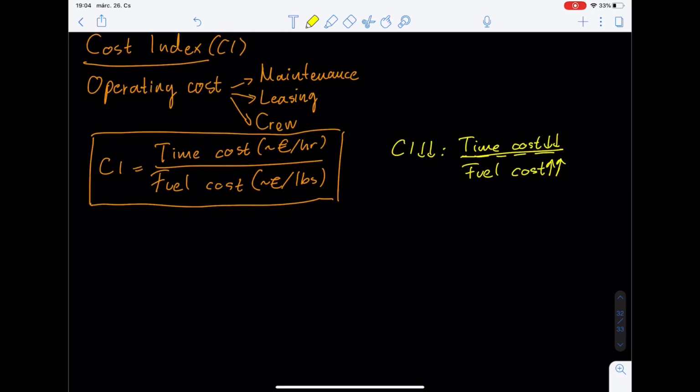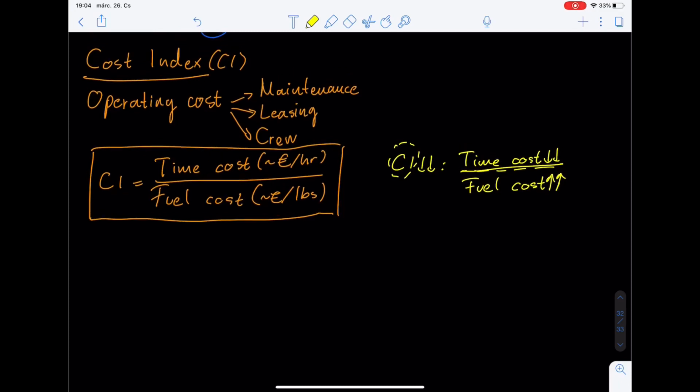In that case, and I haven't mentioned this, the cost index is given by the company to the flight crews, the pilots operating the aircraft, and they will just input this number into the FMC, which is the flight management computer.